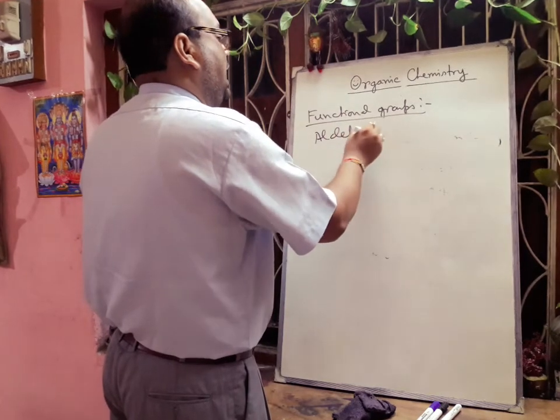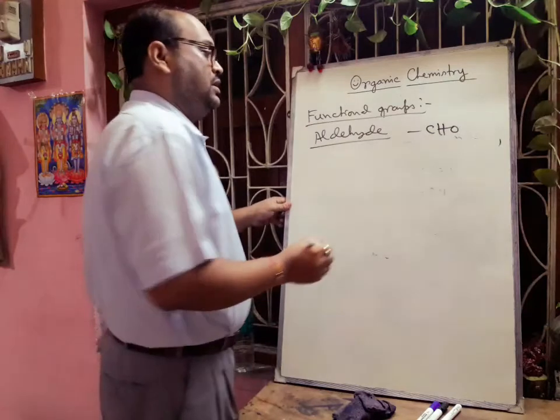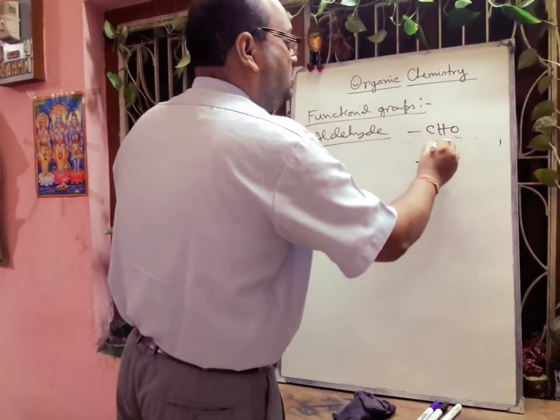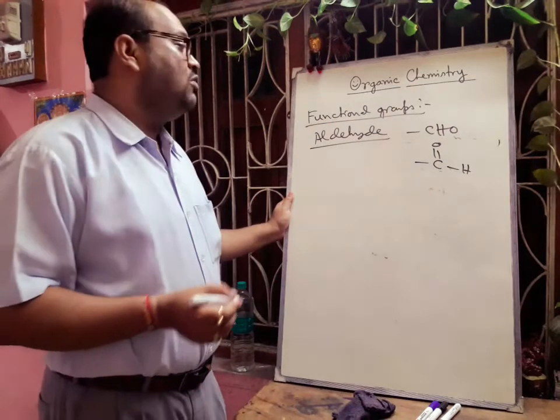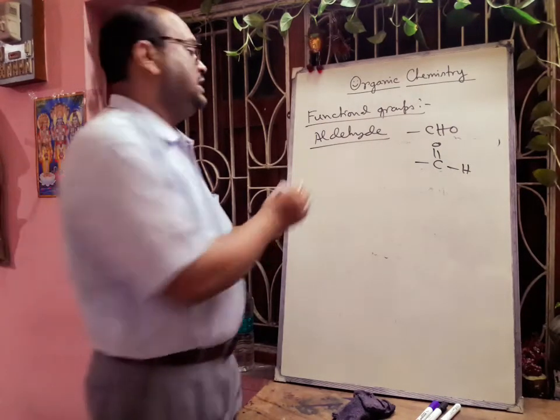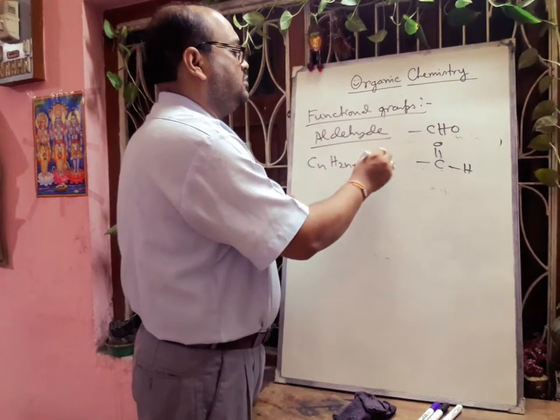Next we will discuss another type of functional group, that is called aldehyde. Aldehyde, the functional group is CHO. We can represent it in this way also, so that you can easily understand. And what will be the homologous series formula in this case? That will be CnH2n+1 CHO.